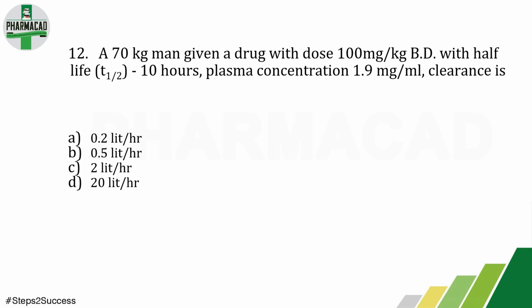Next, a 70 kg man is given a drug with a dose of 100 milligrams per kg of body weight, with a half-life of 10 hours and plasma concentration of 1.9 milligrams per ml. So the clearance of the drug is: four options are given here, that is 0.2, 0.5, 2 or 20 liters per hour.